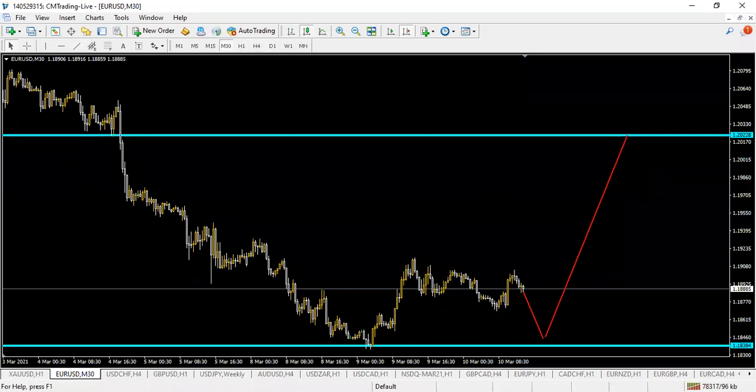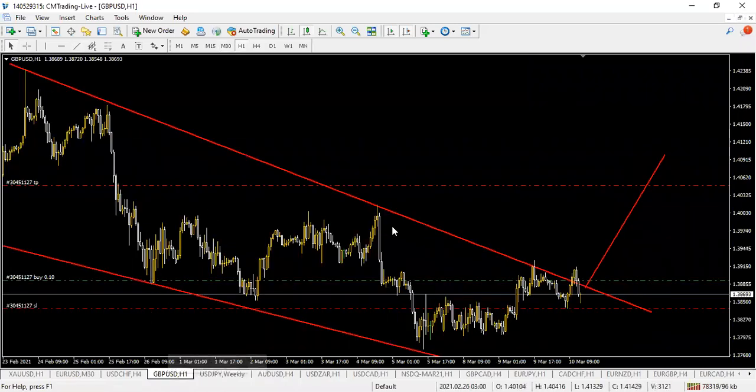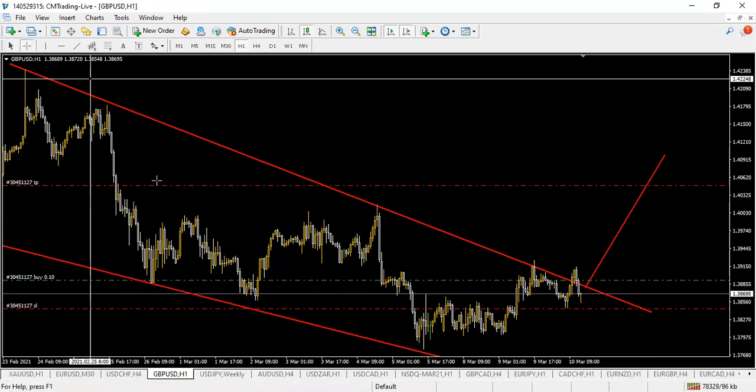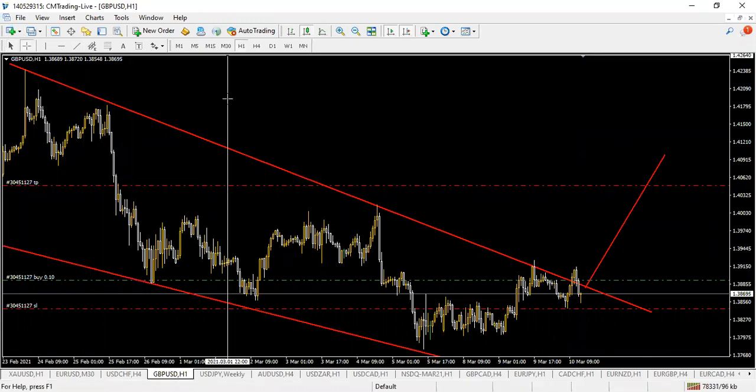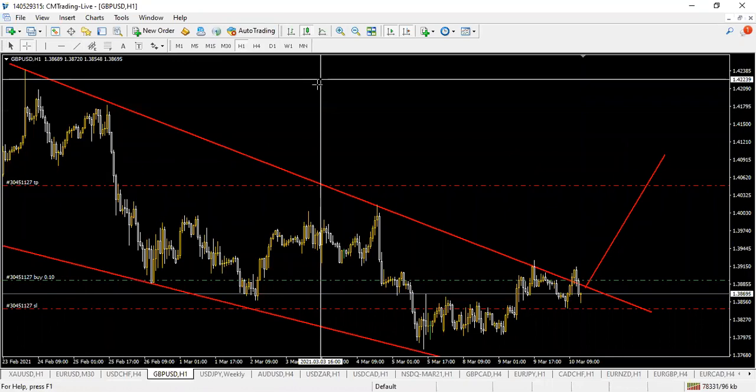Okay, cool stuff. Now let's look at other things like GBPUSD, right? GBPUSD sent out a buy order this morning, just after 12 o'clock. Now the reason why we were buying GBPUSD is because of this structure. If you are looking at this structure right here, just give me a second.